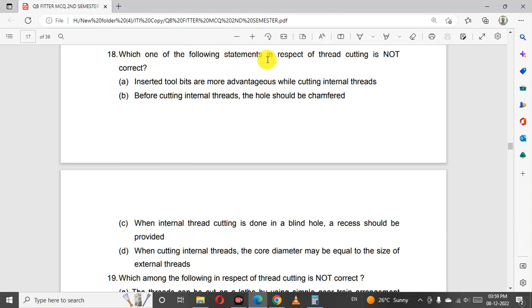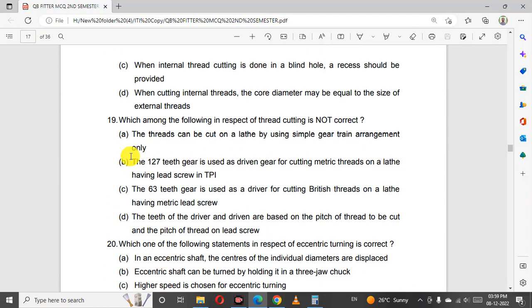Which one of the following statements representing thread cutting is not correct? When cutting internal threads, the core diameter may be equal to the size of the external thread.